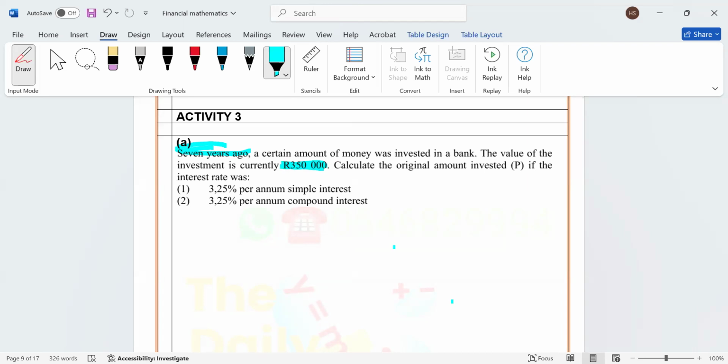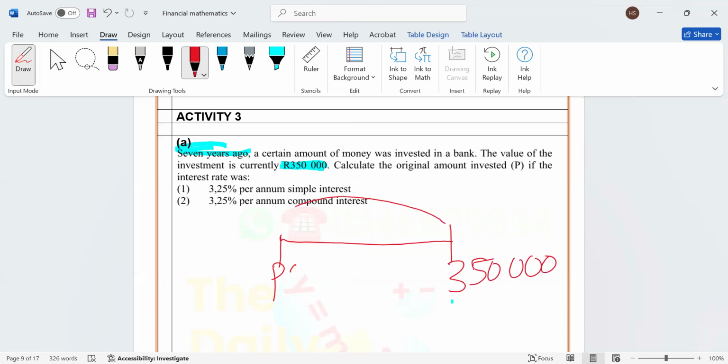So this means we draw a timeline. Then you could see P, I think, is unknown. Then a 350,000 present. Then the time is 7 years, so n is equal to 7. Then the value given is 3.25% and simple interest, which means we use the simple interest formula. Then n is equal to 7 years.